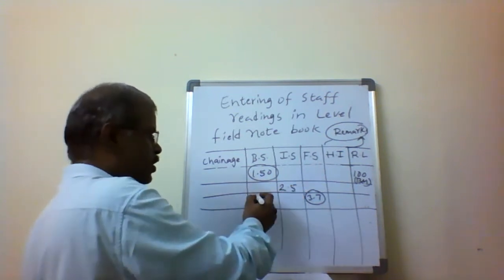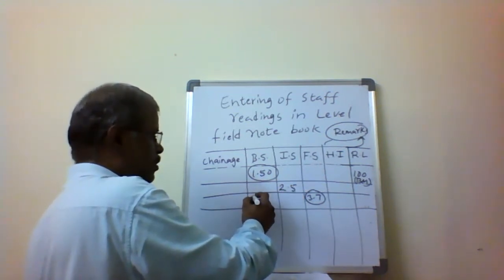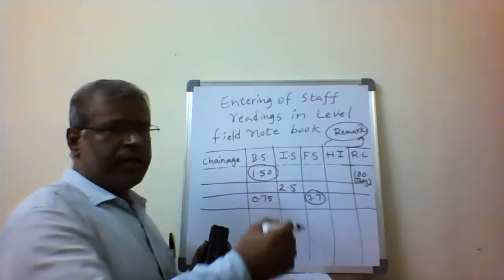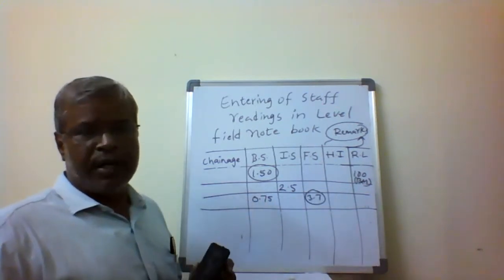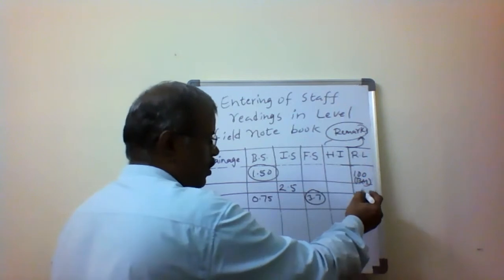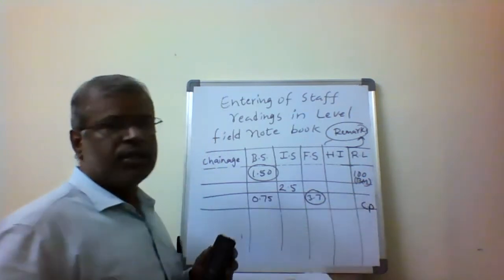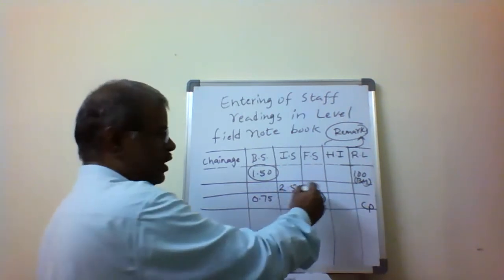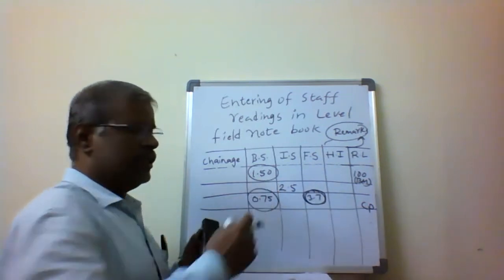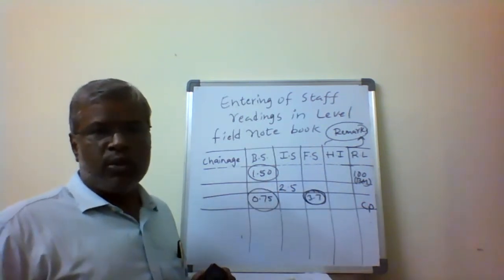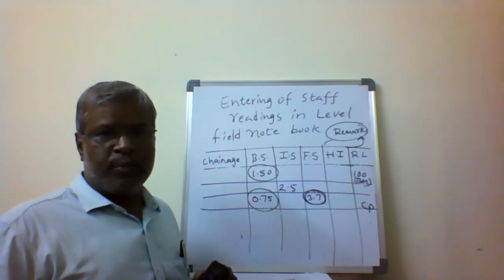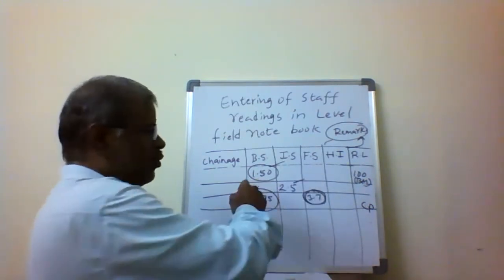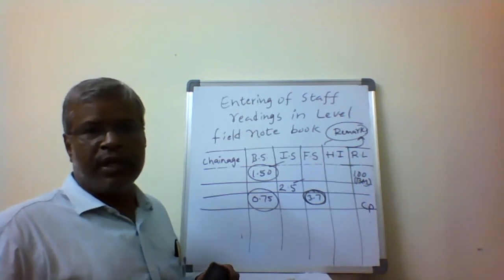Similarly, 0.75 is the backside reading. If you enter the foresight, the backside reading is entered in the same row, and this is called the change point. We shift the instrument, and the last reading is taken at the same place as the backside reading. So a change point has two staff readings, whereas elsewhere there is only one staff reading. Only at the change point do we get both the foresight and the backside.